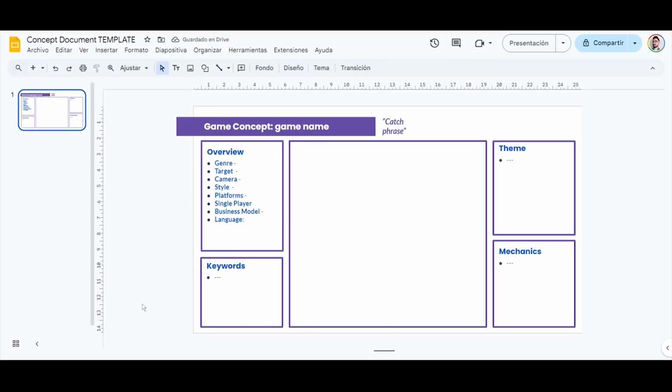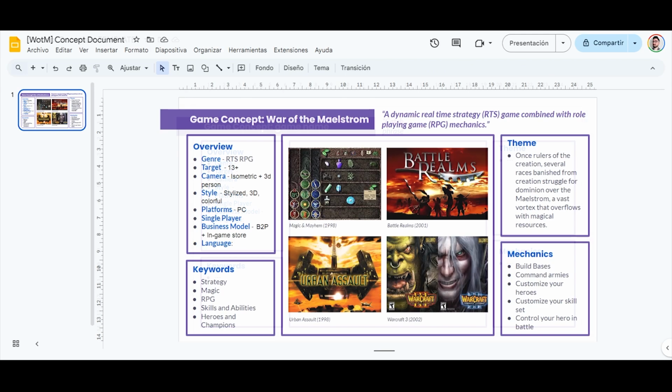I don't want to leave you just with a template. It wouldn't be fun if we didn't have a proper concept to brag about. So allow me to fill in the blanks, and don't leave me alone here, do it yourself too. Name, War of the Maelstrom, catchphrase, a dynamic real-time strategy game combined with role-playing game mechanics. Now let's go with the overview. RTS RPG, 13+, isometric and third person, stylized, 3D colorful, PC single player, buy to play with an in-game store, and multilingual for languages. Our keywords are strategy, magic, RPG, skills and abilities, heroes and champions.